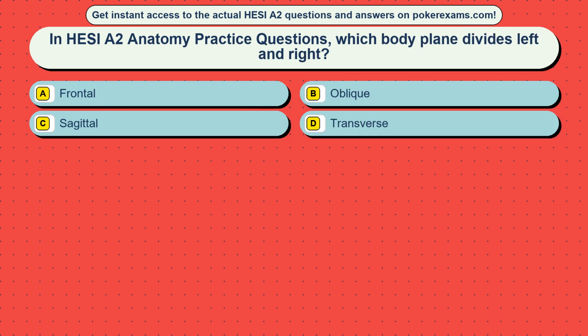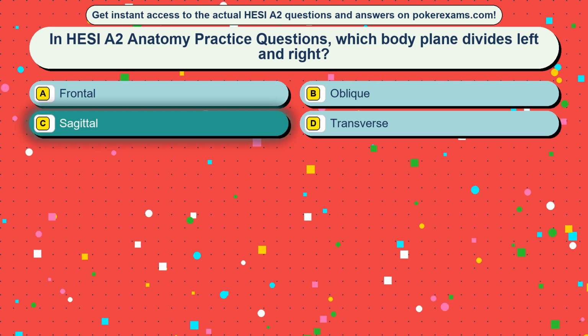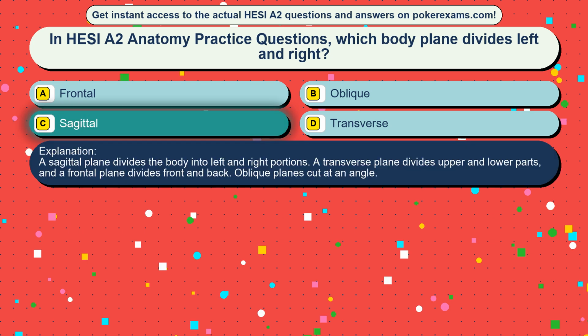Question 3. In HESI A2 Anatomy Practice Questions, which body plane divides left and right? Option A, frontal. Option B, oblique. Option C, sagittal. Option D, transverse. The correct answer is option C, sagittal. A sagittal plane divides the body into left and right portions. A transverse plane divides upper and lower parts, and a frontal plane divides front and back. Oblique planes cut at an angle.